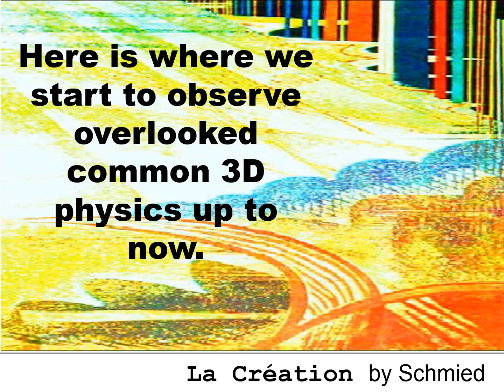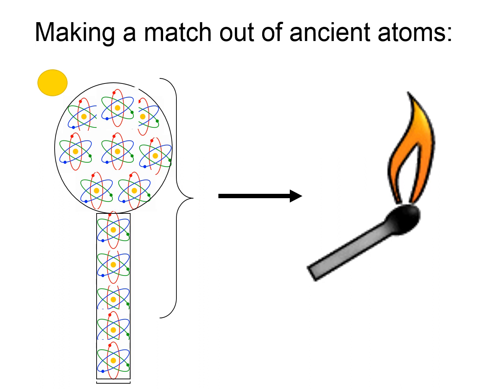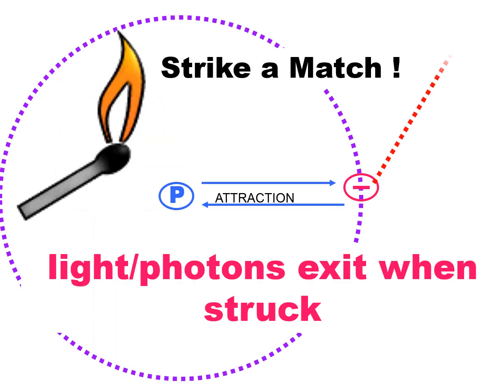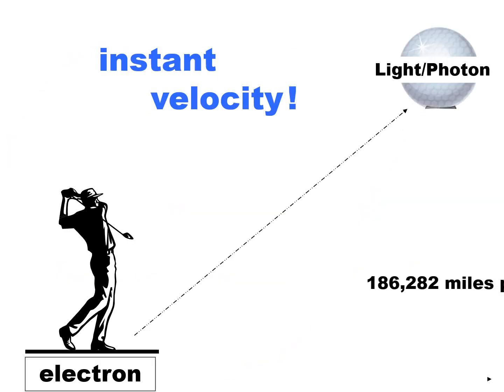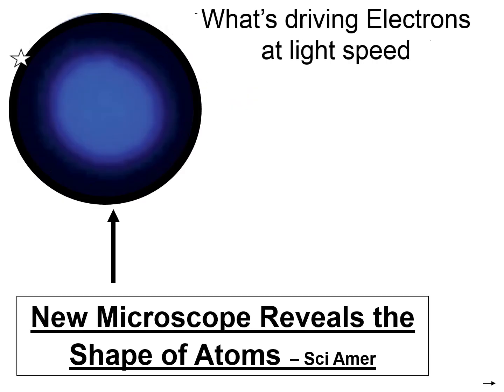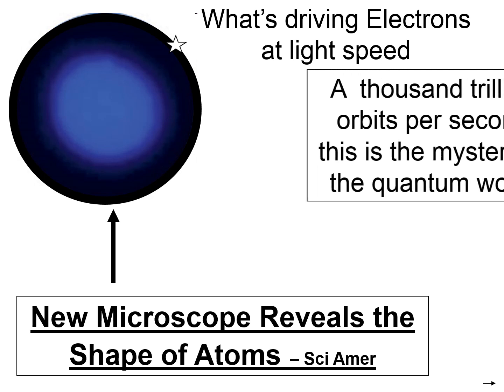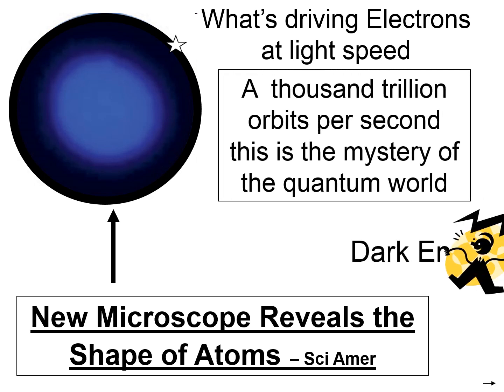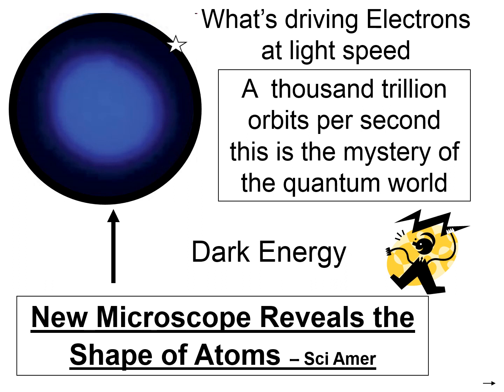Here's where we start to observe overlooked common 3D physics up to now. Using that information, we start by assembling some of these ancient spherical atoms into a match. When struck, it emits light photons instantaneously at 186,000 miles per second, indicating that some power is driving those electrons at light speed. And at that speed, they are making approximately 1,000 trillion orbits per second, giving us that ball-bearing shape. This is the mystery of what's happening in the quantum world. Dark energy, or something, must drive those electrons.